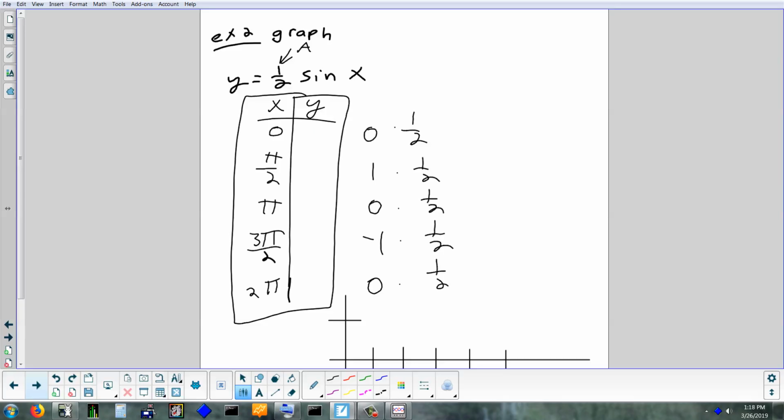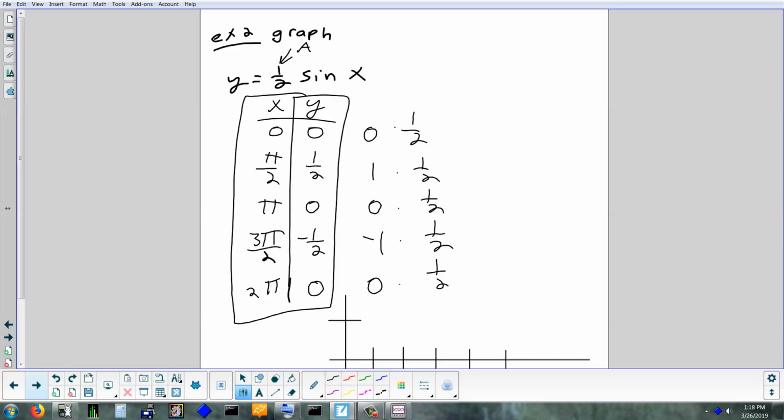Wait, what? No, you did it backwards. Look, what's the first one? The first one is 0 times 1/2. What's 0 times 1/2? 0. I think maybe you were thinking of cosine, I'm not sure. Okay, 0 and 0. What about the second one? 1/2. Yep, that one's 1/2, and 0. There we go, 0, then -1/2, and then 0. Yep. So there's my x's, there's my y's.